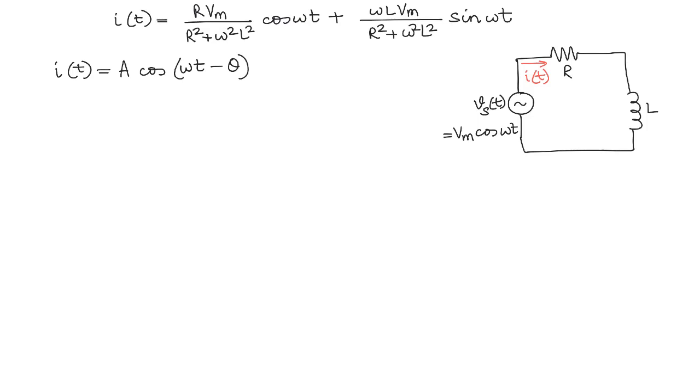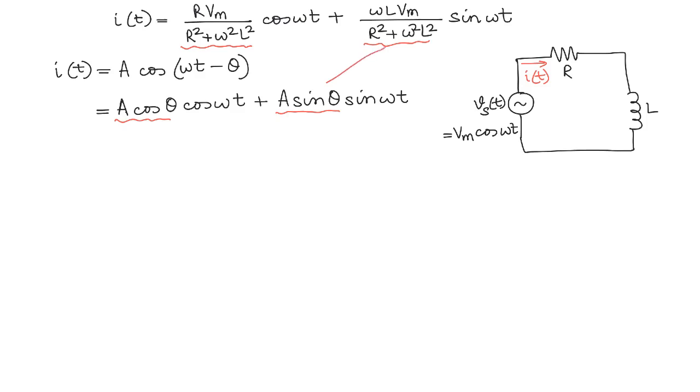We can do that by just expanding this equation and noticing that what we get is A cos theta cos omega t plus A sin theta sin omega t. Right, now if you get that, we can compare these equations, and you should be able to notice that A cos theta is going to be equal to this value here, and A sin theta is going to be equal to this value here, right?